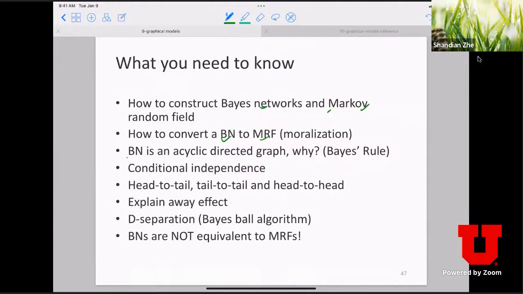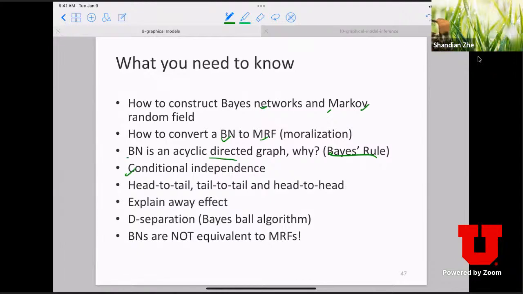And the Bayesian network is an acyclic directed graph. The reason is Bayes rule. If you have a cycle in a Bayesian network, you actually cannot finish a valid probabilistic sampling procedure of the random variables. And what's the definition of conditional independence, right?